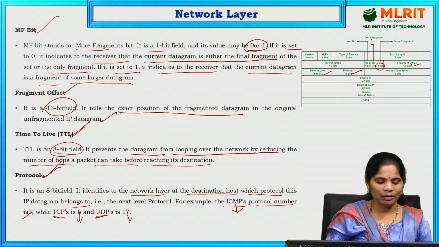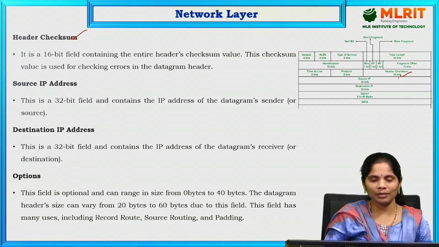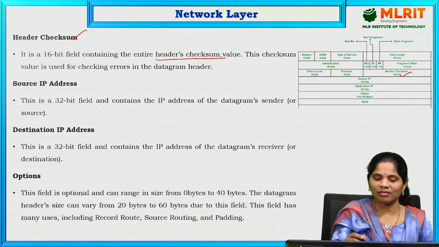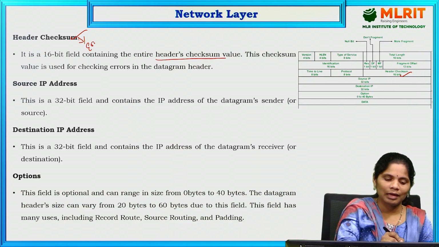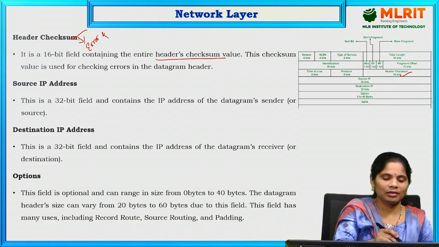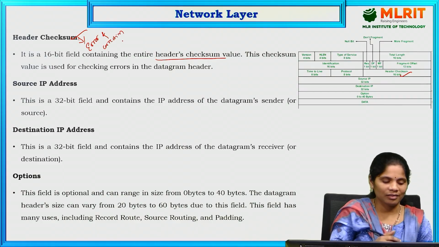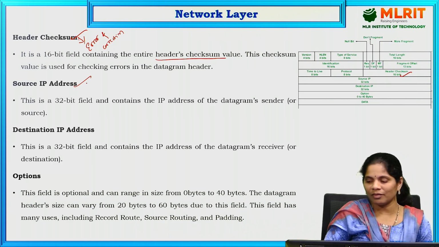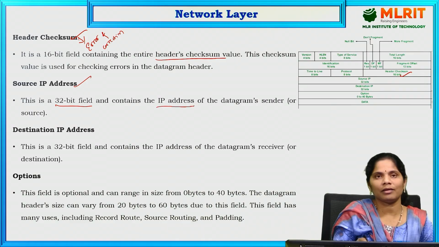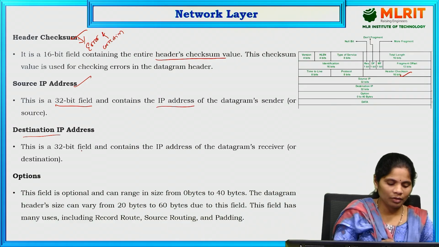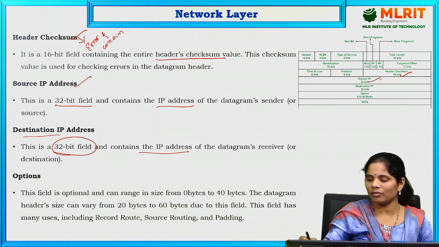The next one is the header checksum. Header checksum has a total of 16 bits. It covers the entire header, and if any errors are there, it is used for error detection and correction. Source IP is the 32-bit field holding the address of the sender. Destination is also 32 bits, the address of the receiver. These two are the source and destination fields.